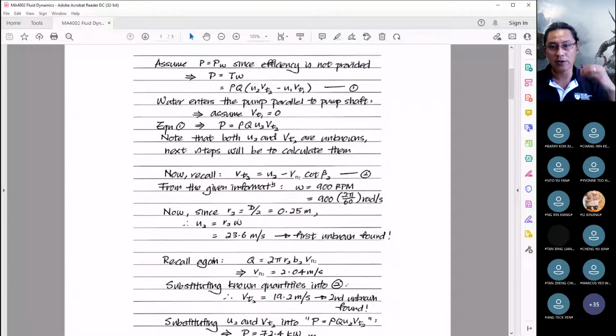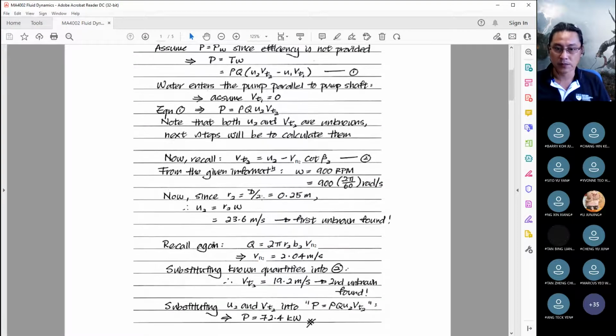Now, to calculate the tangential velocity, I'm quite sure you know what this relationship is all about. Tangential velocity is nothing but the radius multiplied by the angular velocity. Since we're interested in finding U2, surely we must take R2 multiplied by omega. What's R2? R2 is nothing but the diameter of the impeller divided by 2. So it must be 0.25 because D is 0.5. Armed with all this information, you can multiply R2 with omega in radians per second. Once you've done that, U2 can be found to be about 23.6 meters per second.